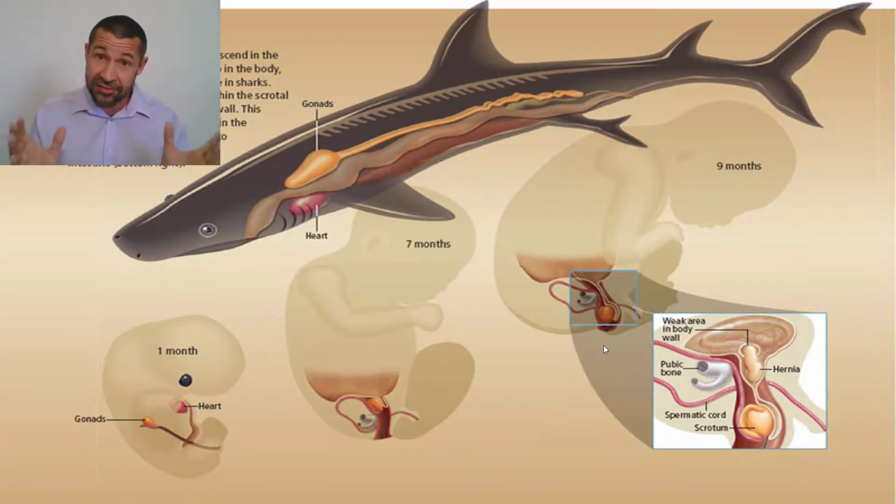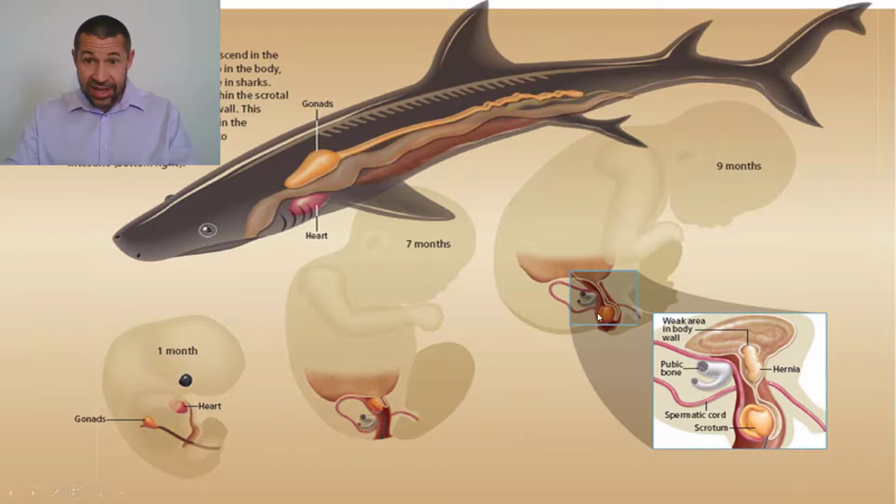This descent of the testes, however, creates a structural problem. As the testes descend, the spermatic cord that you can see here gets wrapped around the pubic bone in this twist. And what this does is it creates a weakness in the lower abdominal muscles of males that's prone to tear. This is why males get inguinal hernias.